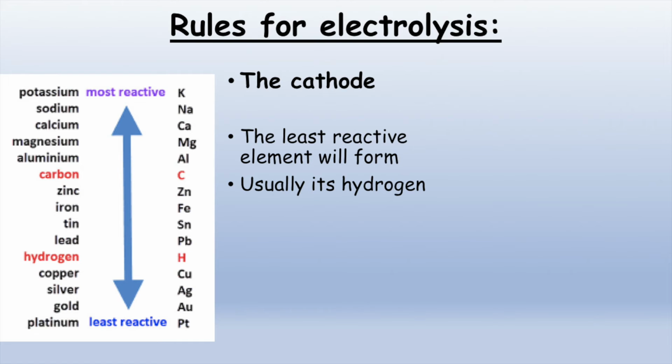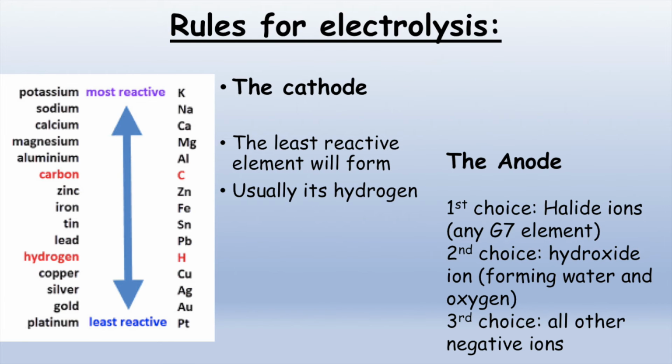At the cathode, we would expect all of the positive ions to form there, so this would be the metals and the hydrogen ions. The least reactive of these will form. It is most likely to be hydrogen forming, as there are only a few metals less reactive than hydrogen.